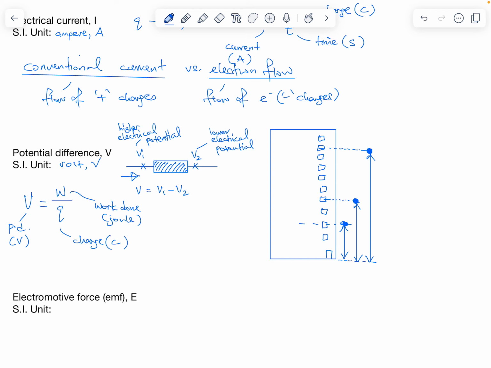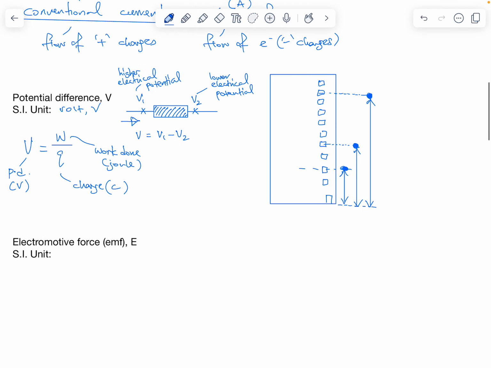So how much work is done in bringing one unit of charge from V1 to V2? It's just like the case of the gravitational potential energy. The ball is dropped from the 10th floor to the first floor. How much is the work done in converting that ball as it moves down to the first floor into other forms of energy? So this potential difference has the same idea. Work done in bringing a unit charge from a higher potential to a lower potential. That is potential difference.